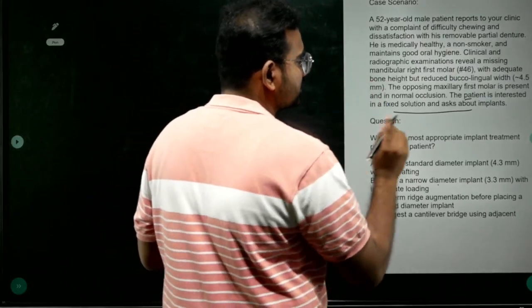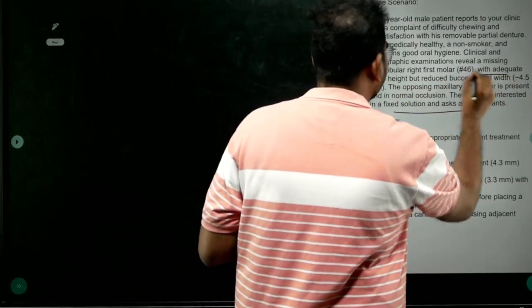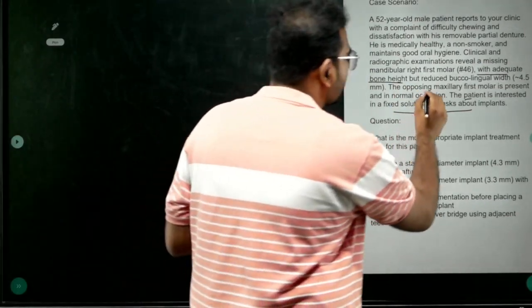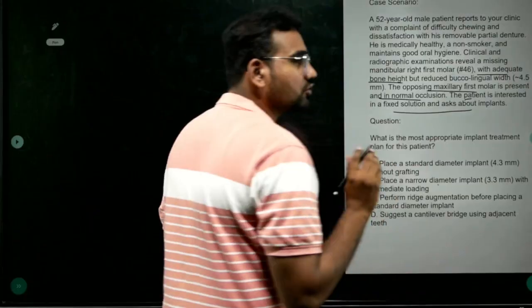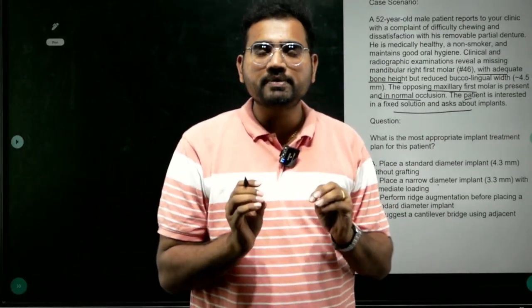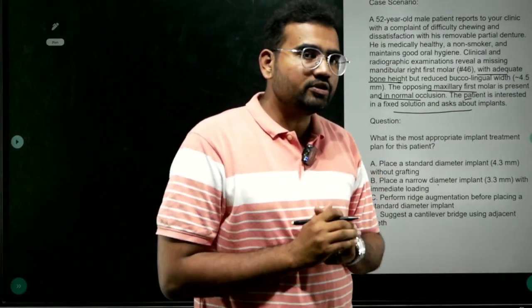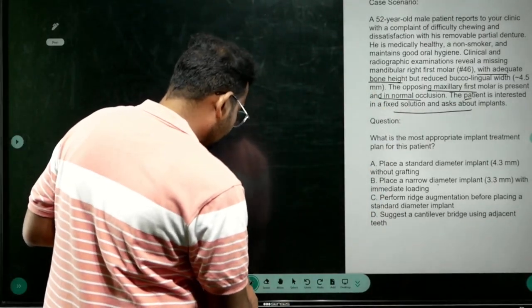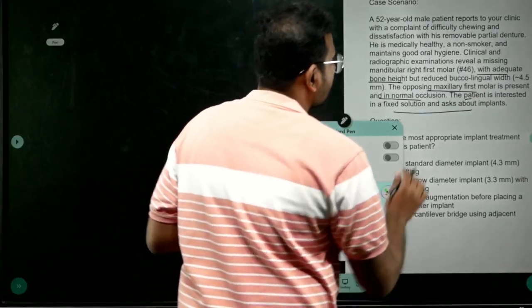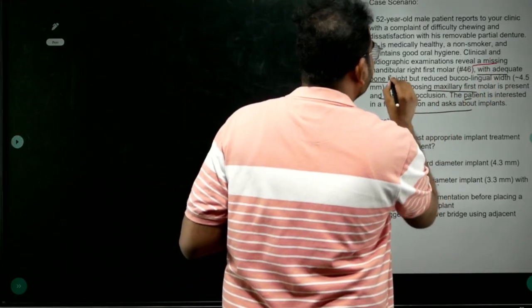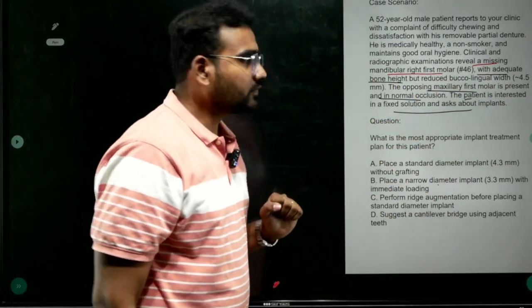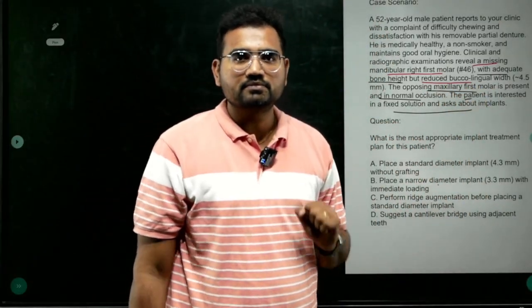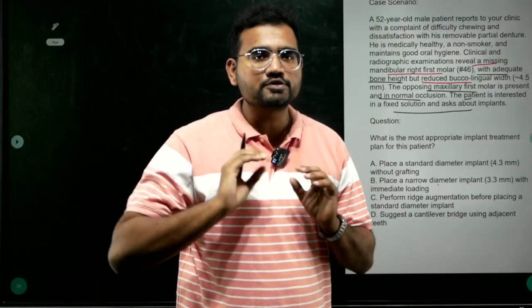The absolute positives will be that there is adequate bone height, okay? The height is good. The opposing maxillary tooth is present and it is in normal occlusion. These two points will be absolute positives for me. Now I am going to see what the absolute negatives are. In this question, the absolute negatives will be the missing mandibular right first molar and also the reduced buccolingual width. These two points are going to be absolute negatives for me.